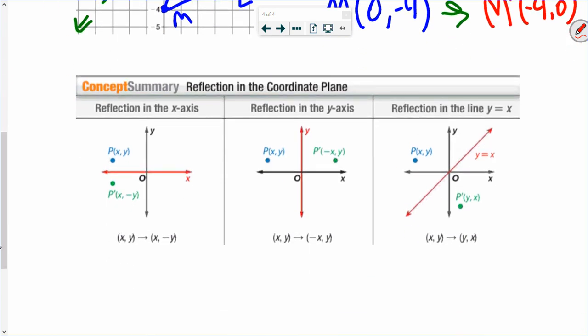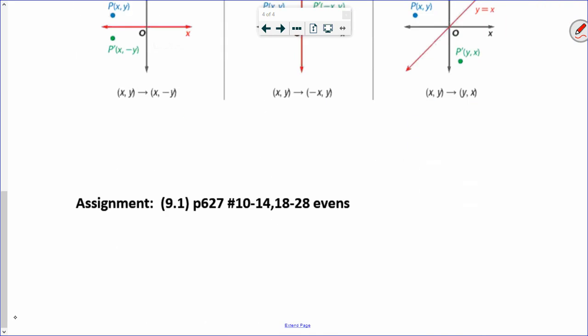Here's just a review concept summary of reflection in the coordinate plane: reflect horizontally, vertically, and then reflect in the line y equals x. We'll work on this assignment. You can get a head start if you'd like, but we will have time in class tomorrow to work on that assignment.